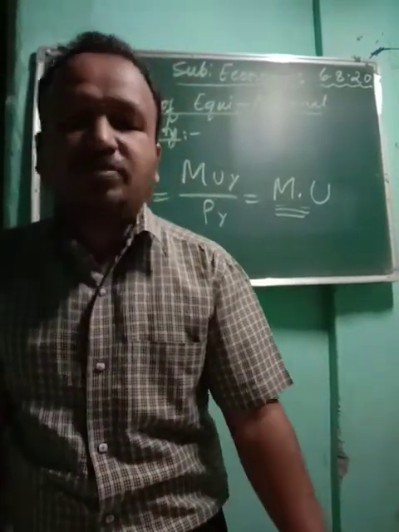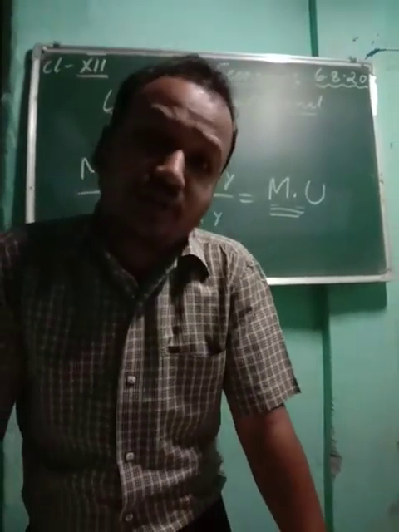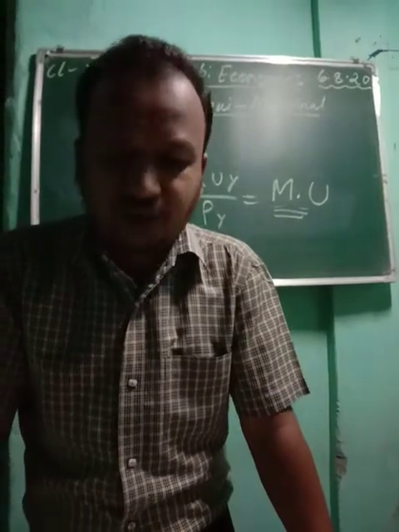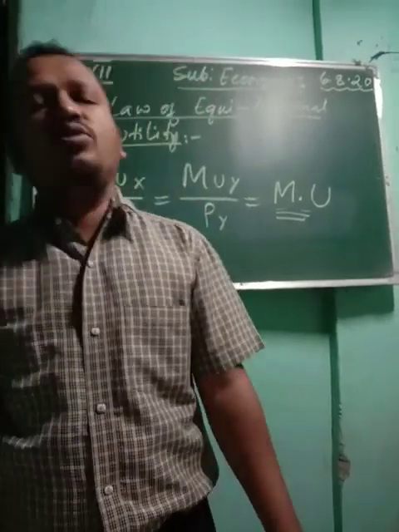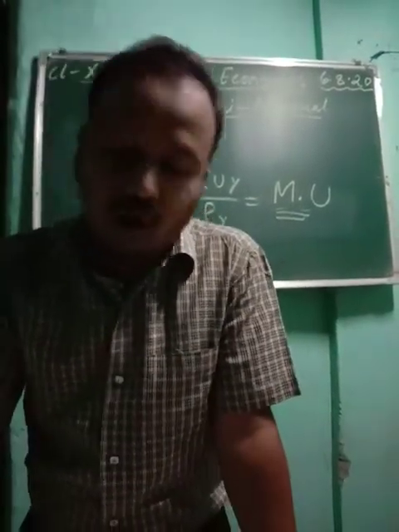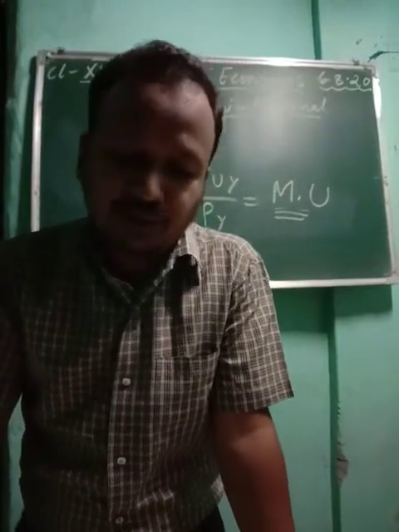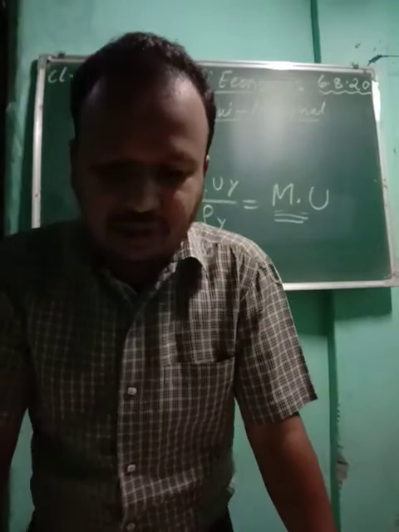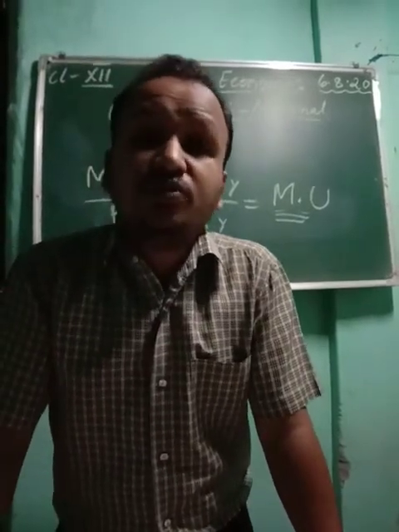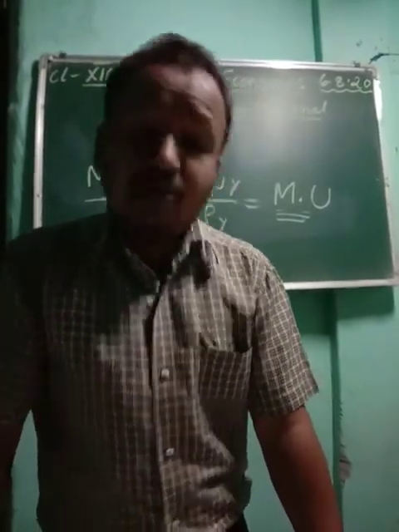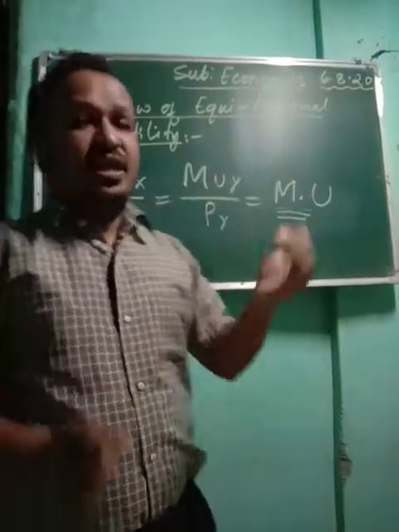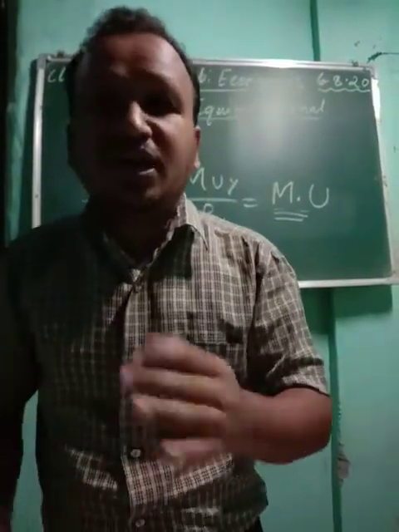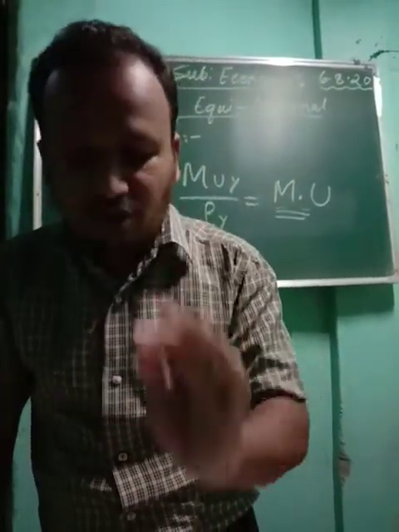Number two, the price of the commodity will remain constant. There will be no change in the price of the commodity, and there will be no change in the price of any substitute or complementary good. That means, in short, the price will remain constant. Number three, the income of the consumer also will remain constant in these assumptions. In the law of equimarginal utility, the price and the income of the consumer will remain fixed, that is constant.